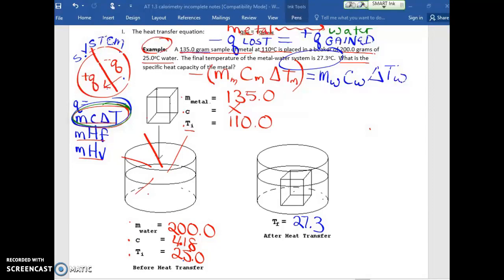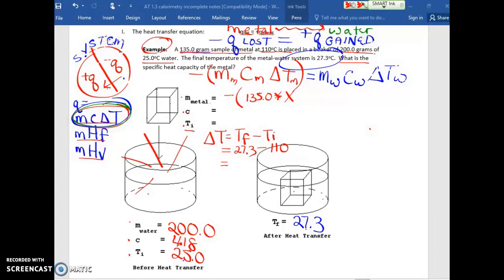Okay, cool. Let's substitute in our values. The mass of the metal is 135.0. Specific heat of the metal, we don't know. We call that x. The change in temperature of the metal, well, remember, guys, ΔT is equal to the final temperature minus the initial temperature. So it is 27.3 final minus the original 110.